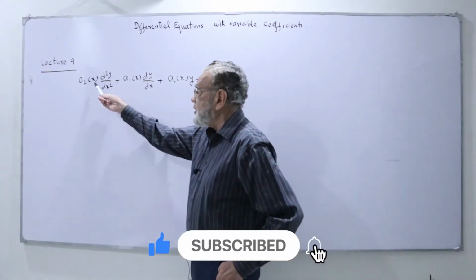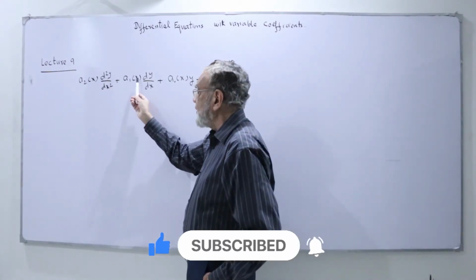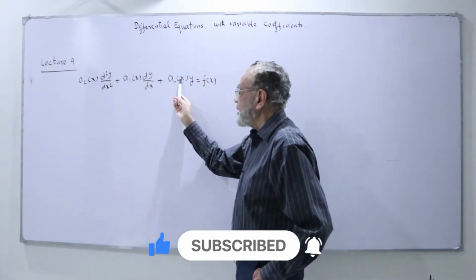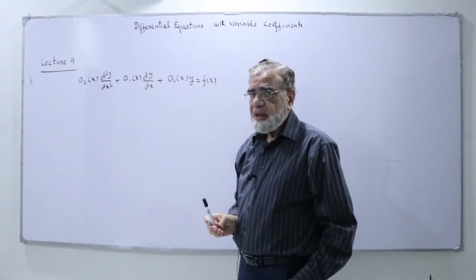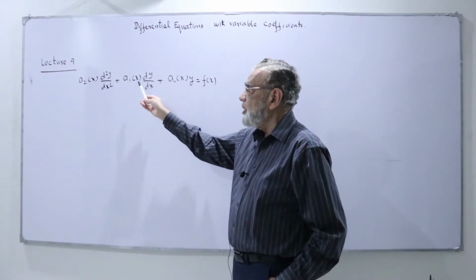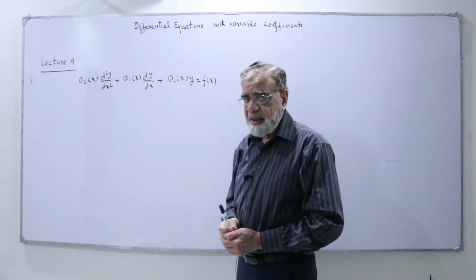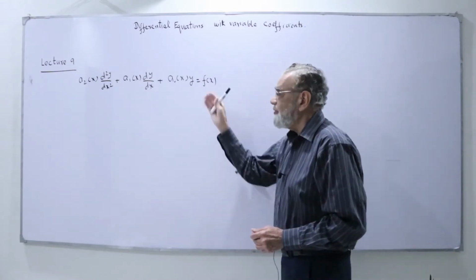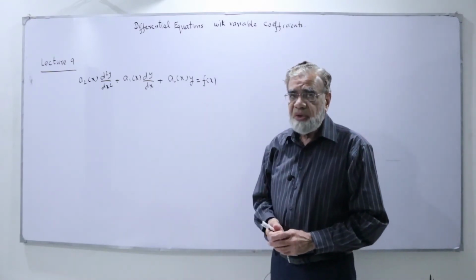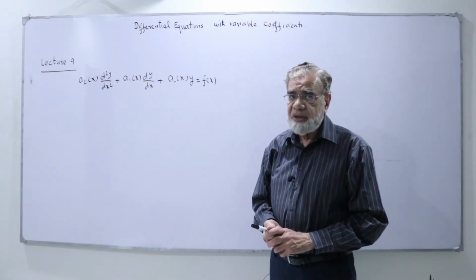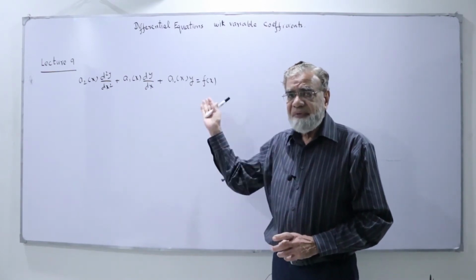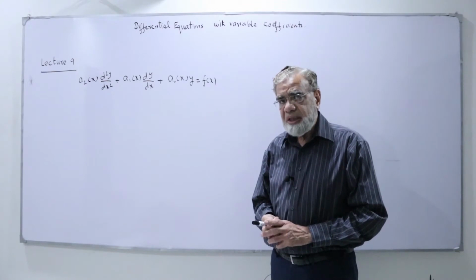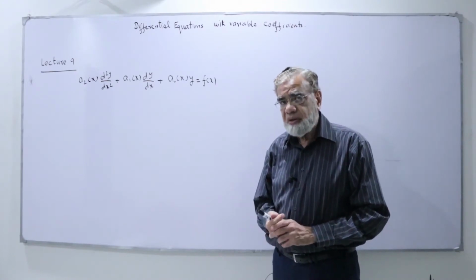We have a2 of x d2y by dx square plus a1 of x dy by dx plus a0 of x y equal to f of x. We have no conditions on a0, a1 and a2. They can have any form. If f of x is 0, we say this is a homogeneous differential equation with variable coefficients. If f of x is not equal to 0, we say this is a non-homogeneous differential equation with variable coefficients.